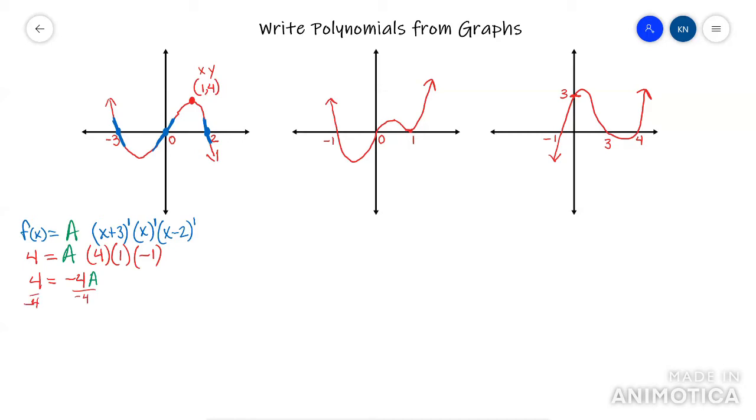And you could get your a value equal to -1. Now that's not your answer. Your answer is the actual equation. f of x equals, now I know my a value is -1, factor x plus 3, factor x, and x minus 2. Done.